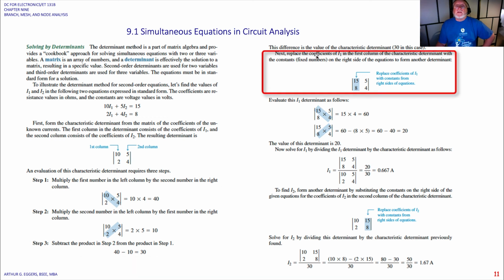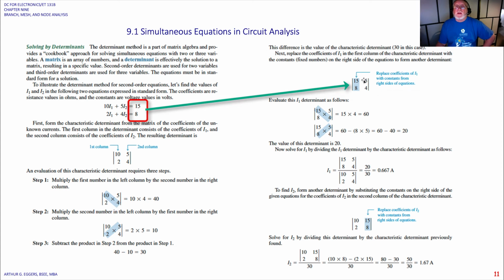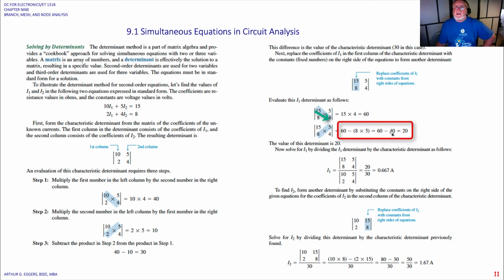Next, replace the coefficients of column I sub 1 in the first column of the characteristic determinant with the constants, the fixed numbers on the right side of the equations, to form another determinant. We're going to do the same thing again. We've taken the 15 and the 8, removed what was in column 1, replaced it with the 15 and the 8, and we do the same thing. This times this minus this times this gives us 60 minus 40, or 20. So the value of this determinant is 20.